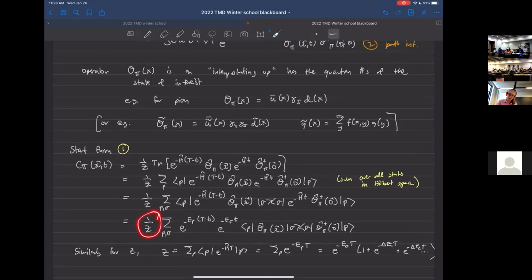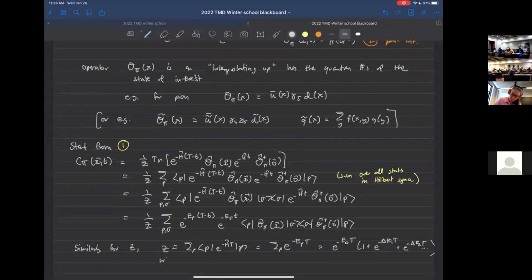That's the 1 over Z here, where I've written the difference between the ground state, E_0, and the next energy in our tower of all of the energies with these quantum numbers. So E_0 is the vacuum energy. Okay, so far we've done essentially nothing. We've just inserted the resolution of the identity twice to pull out the time dependencies explicitly, both here and here in the denominator.